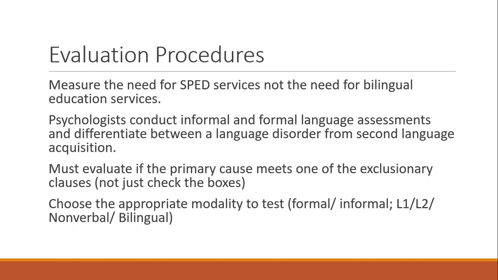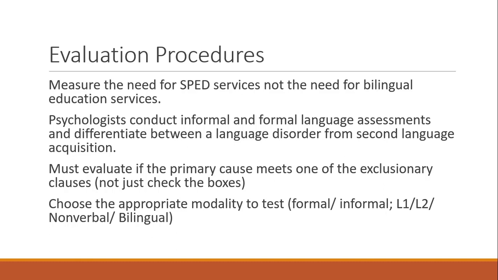It's not good enough to have a parent tell you or a teacher tell you, yes, they're proficient, or no, they're not proficient in these various languages. You need to actually gather proficiency data on the child, directly with the child. You need to evaluate if the primary cause meets one of the exclusionary clauses. You don't just check the box, no, no, no.